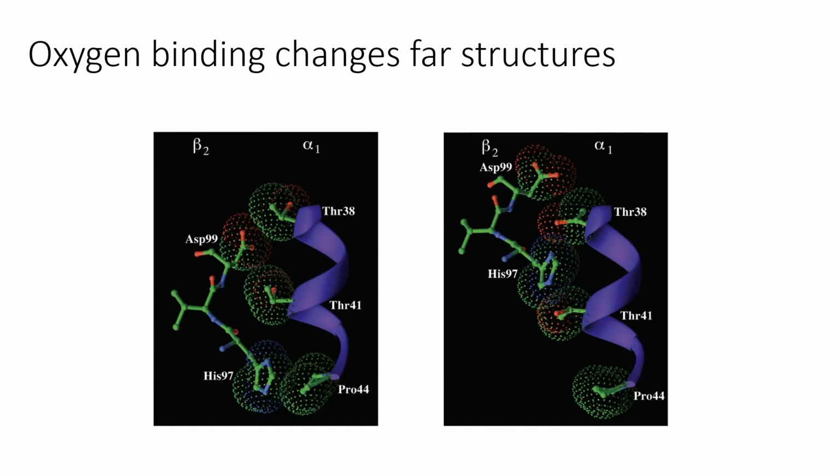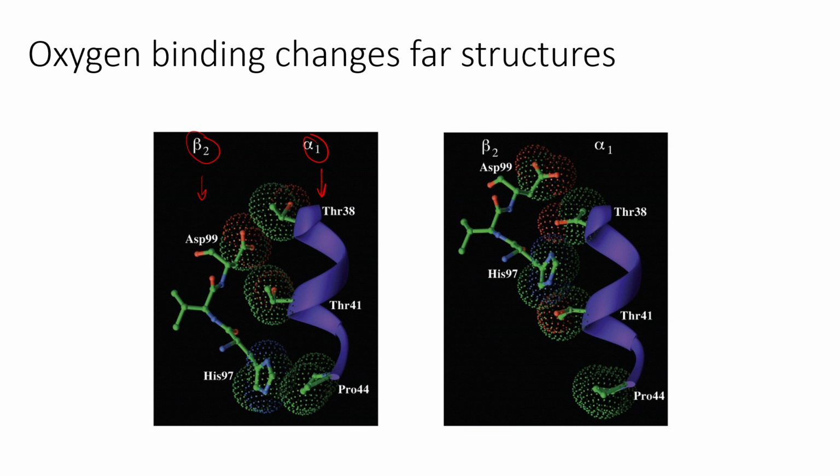But we can also see these differences in structures that are not local to one another. So this is showing alpha helices on two different subunits, right? We have the alpha 1 and the beta 2 subunits. And so you can see this alpha helix on this alpha subunit has a proline, a threonine, and two threonines. And our beta subunit, we have a histidine and an aspartate. And you can see on the left, the histidine is sort of right next to the proline, and the aspartate is sort of in between the two threonines.